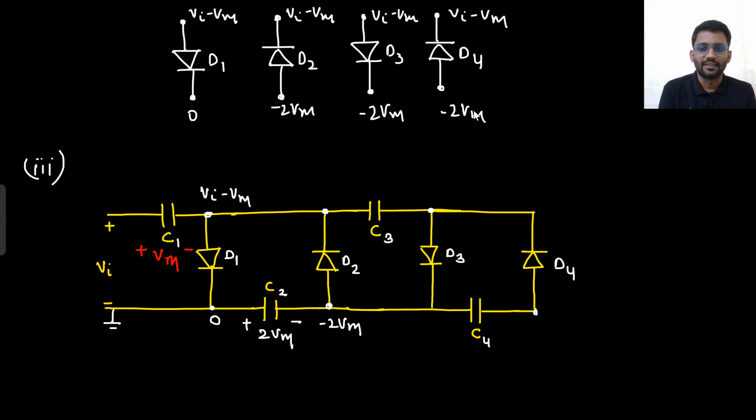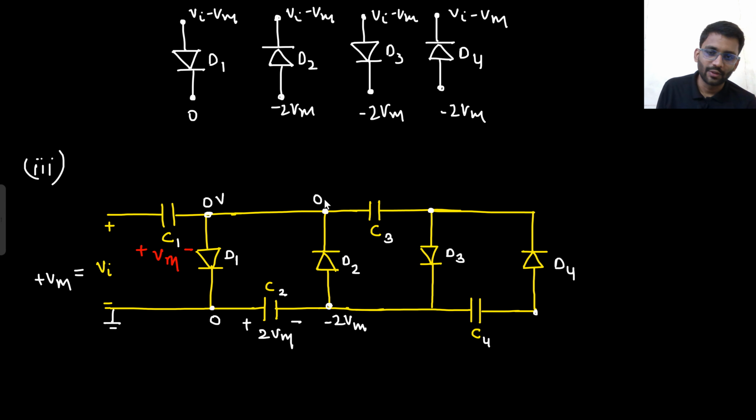Yeah, so now this is the scene. Now what will happen? Vin equals plus Vm will come in action. If Vin is equal to plus Vm, what will be the potential here? Plus Vm minus Vm, 0. 0 volt. This is 0, this is minus 2 Vm.